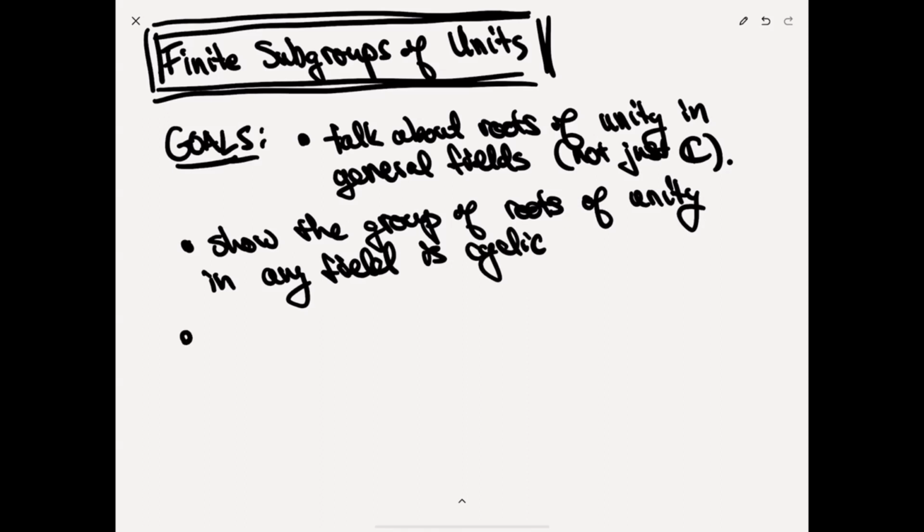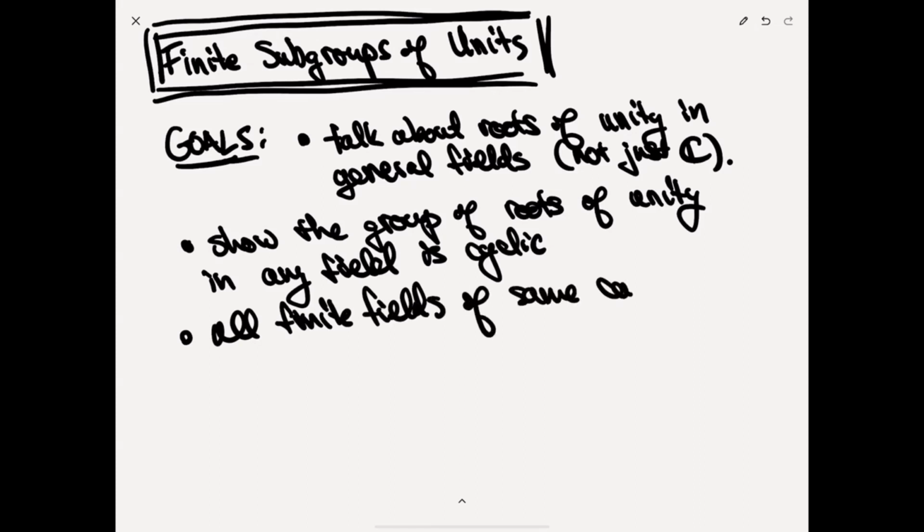So another big consequence is that all finite fields of the same cardinality will be isomorphic. That's huge. That's something that we talked about before when we were computing finite fields, and I didn't really show you how to do this. And like I said, that goes in this first part. We'll be able to talk about cyclotomic fields in more general fields.